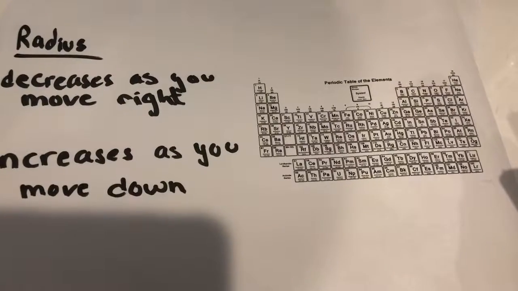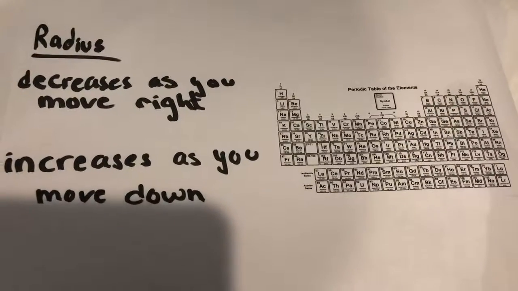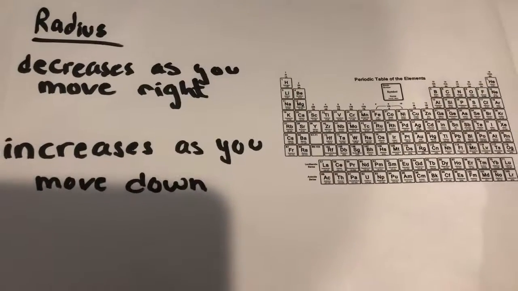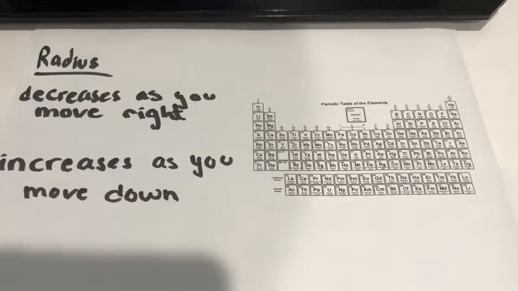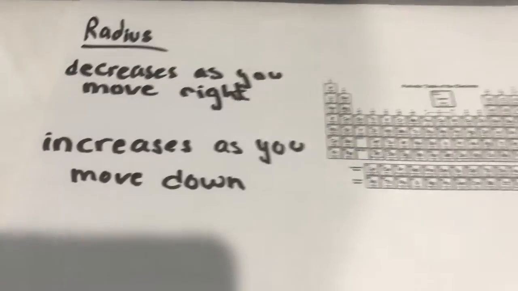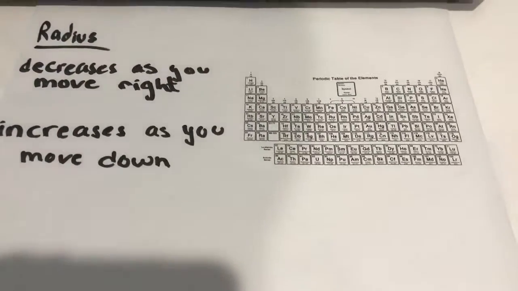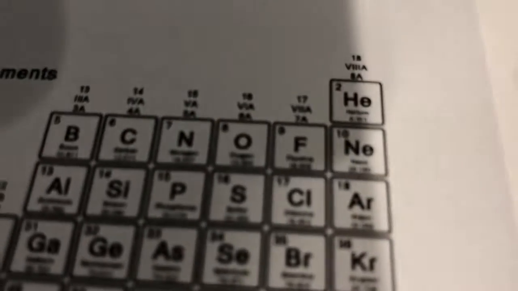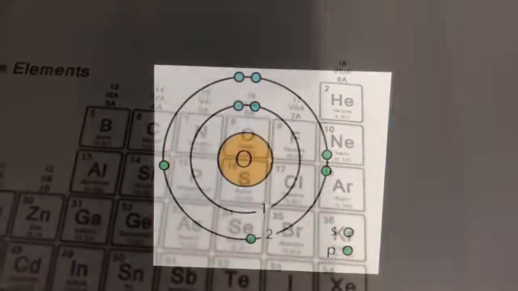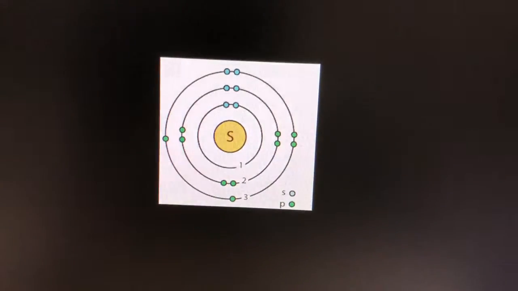The radius decreases as you move right because, as you move right, the amount of protons increase, pulling the electrons closer to the center of the atom. The radius increases as you move down the periodic table because, as you move down the rows, with each additional row, there is another electron orbital, increasing the size of the radius, as you can see with the difference between oxygen and sulfur. This is the model for oxygen, and this is the model for sulfur.